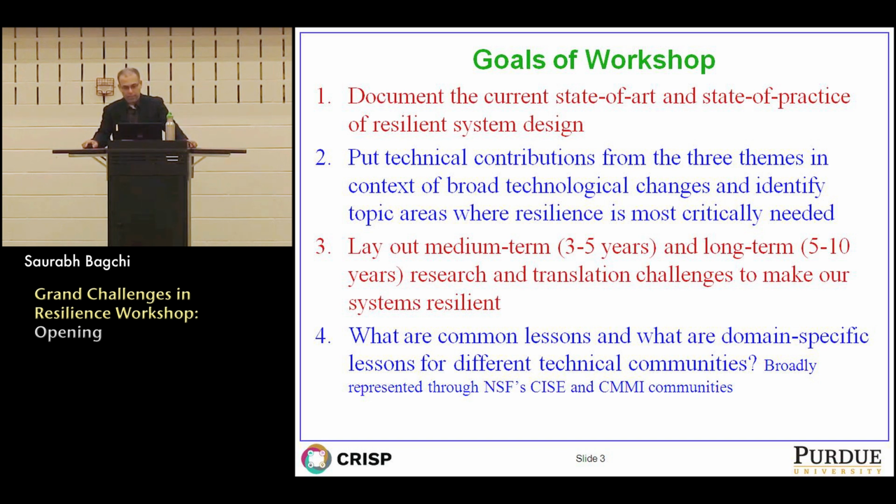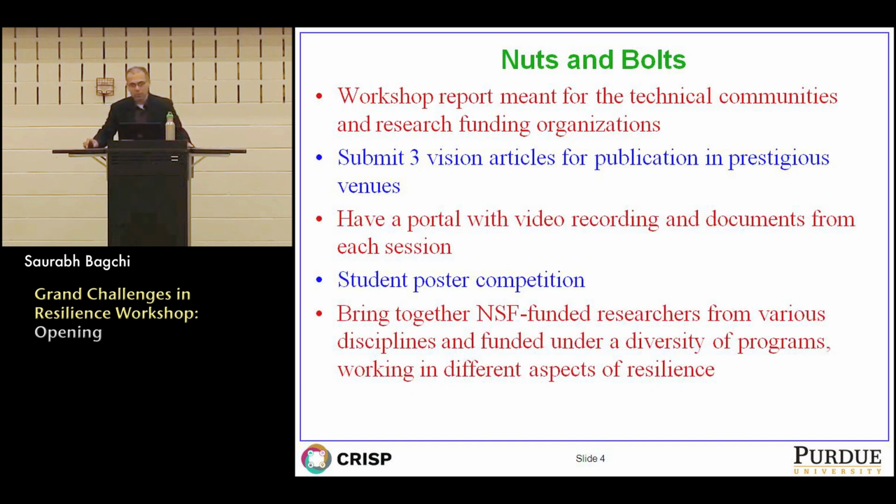The third one is to lay out the medium-term and the long-term research as well as translational challenges to make our systems resilient. And the fourth one is this brings together 3 somewhat distinct communities, and we want to see what are the lessons that are common across these 3 communities and what are some of the domain-specific ideas. And broadly put, the communities are represented by NSF's CISE and CMMI communities in here, in terms of the cyber physical and the socio-technical themes. So those are sort of the high-level motherhood apple pie goals.